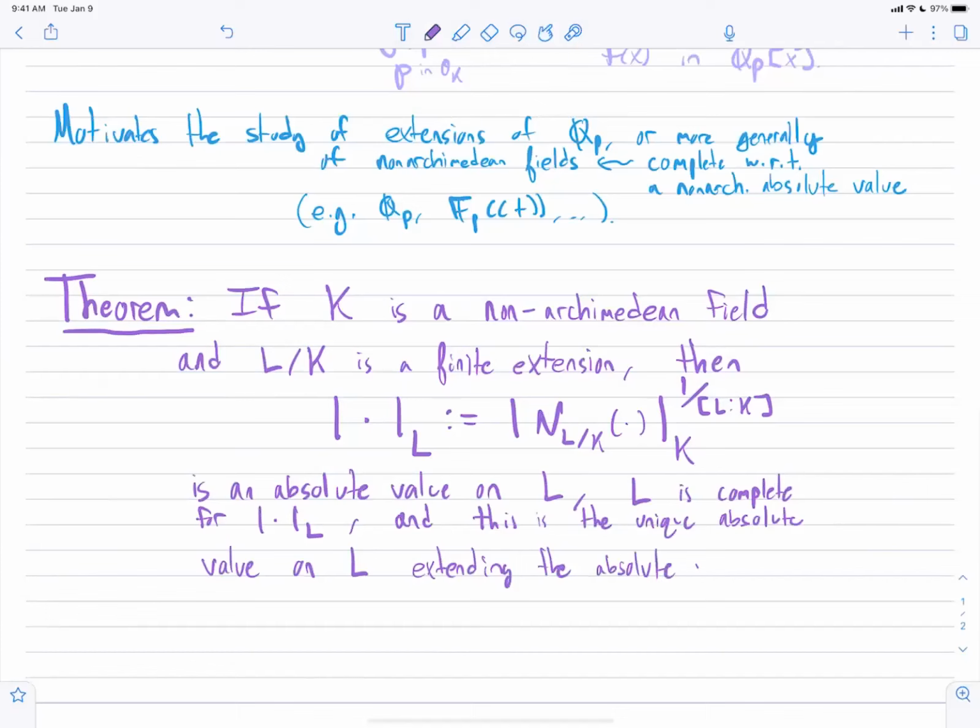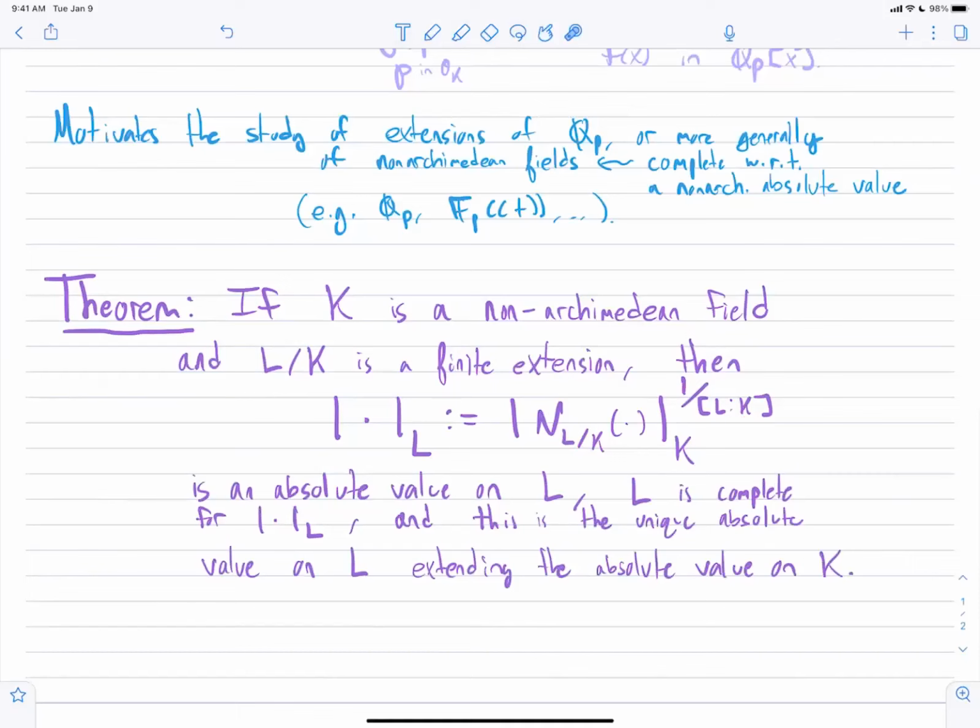So the reason this extends the absolute value on K is just because if I take the norm from L over K of something that's already in K, I'm just raising that to the power of the degree, but then I'm taking that same root. So I just get back the absolute value on K. But the non-trivial part of that claim is that there's really only one absolute value extending the absolute value on K. So for example, of course, this is not true if K is not complete.